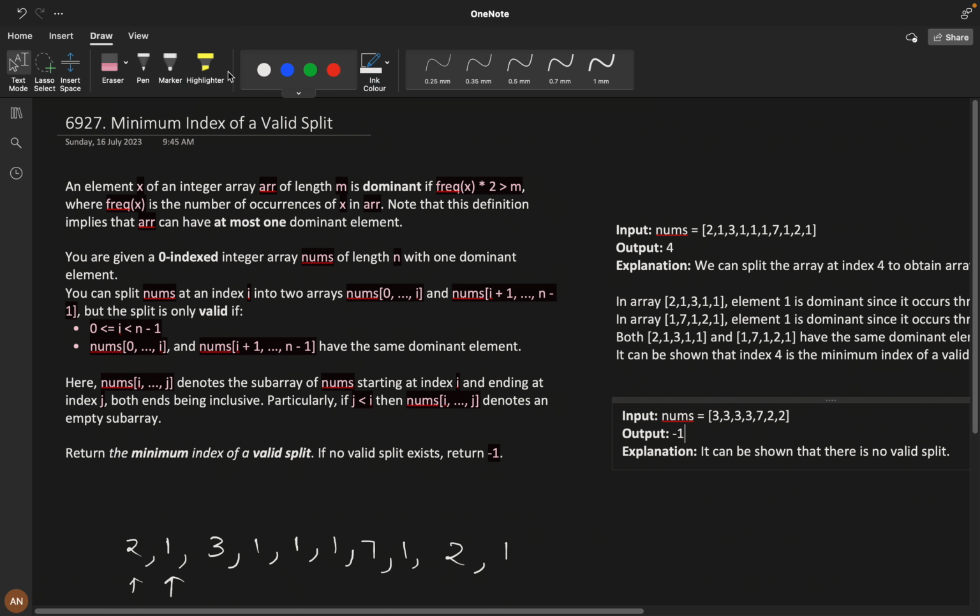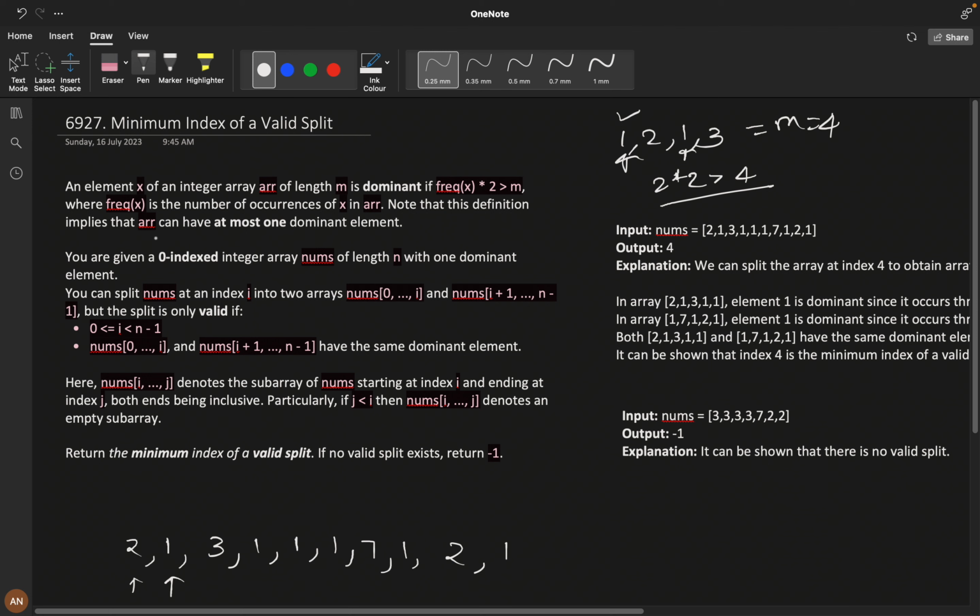Suppose if you take the example 1, 2, 1, 3. Now this is an array and suppose the element x is 1 and length m is equal to 4, such that frequency of x, how many times is 1 occurring? 2 times. 2 into 2 should be greater than 4. That should be our condition.